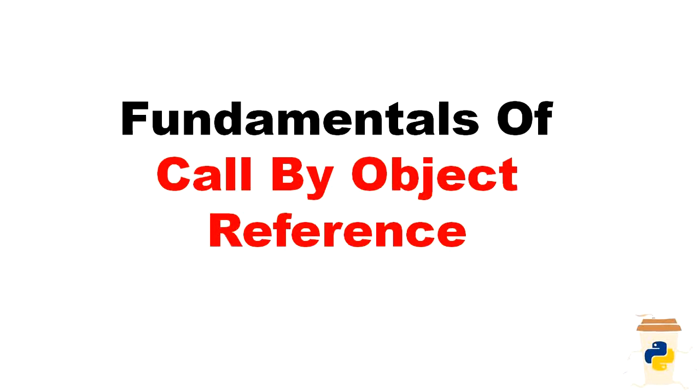So what is a call by object reference? When a mutable object like a list is passed to a function in Python, it performs call by reference. Whereas when an immutable object like a number, string, or a tuple is passed to a function, it performs call by value. I hope you know the difference between a mutable object and an immutable object.